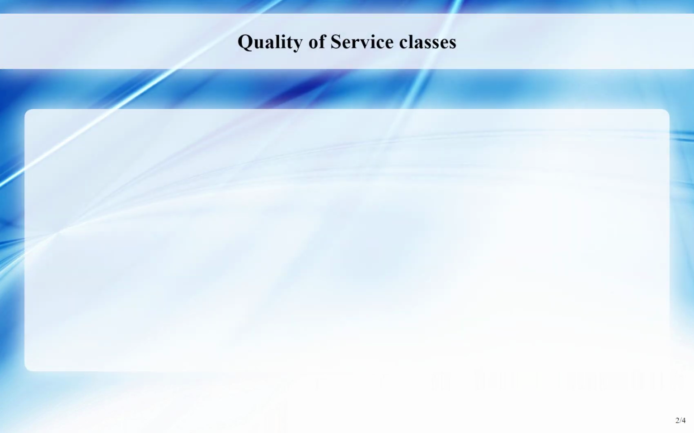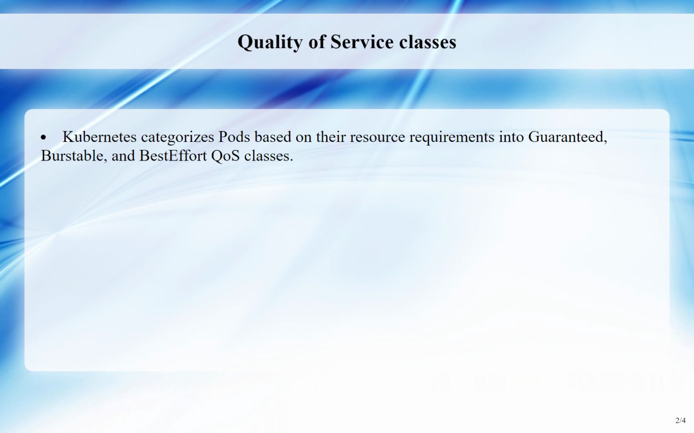Quality of service classes. Kubernetes assigns pods into specific quality of service (QoS) classes based on their resource requests and limits. The three possible QoS classes are guaranteed, burstable, and best effort.